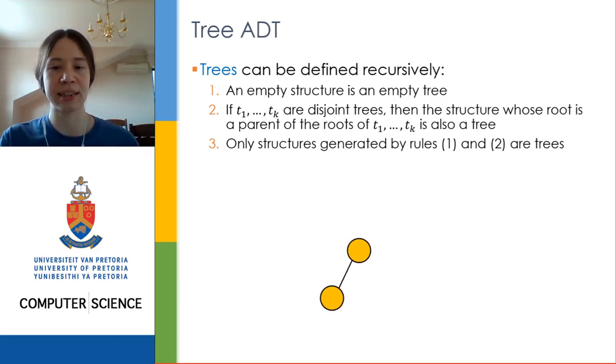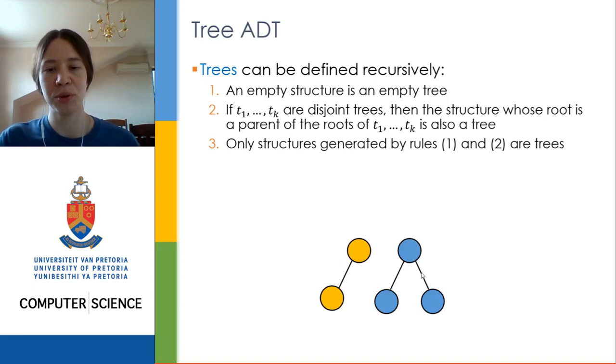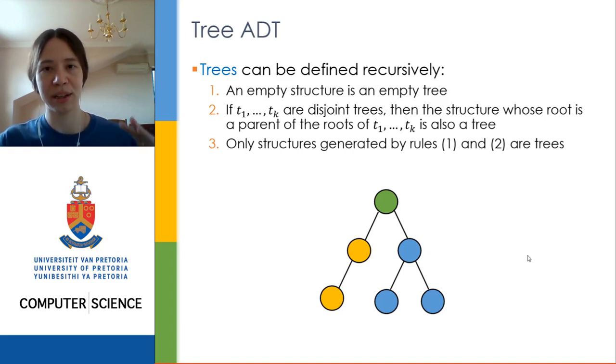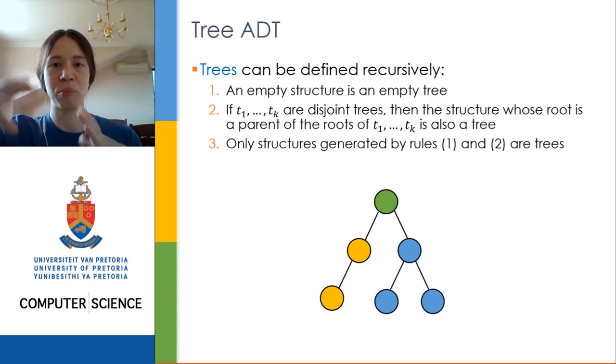In other words, let's say you have two disjoint trees, the yellow tree here of just two nodes and the blue tree here with three nodes. If I now connect the two by defining a node which is a root to both of these trees, then the resultant structure is also a tree. So combining any two trees by a root at the top makes a tree.